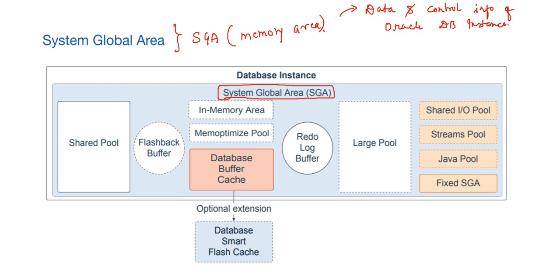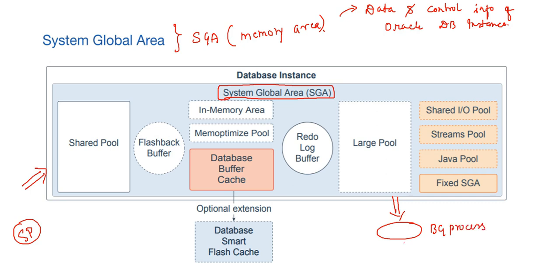So you can say that the server process and the background process will use the SGA. Because suppose you want to capture some data and write it to the disk, this is the memory segment, and in process there is a BG process, the background process.